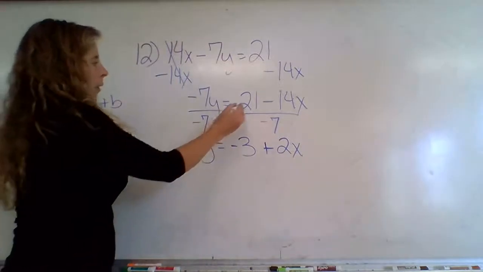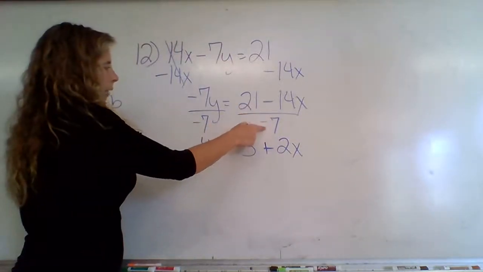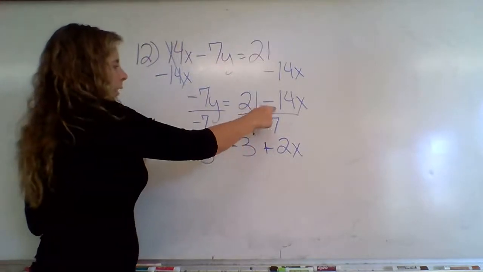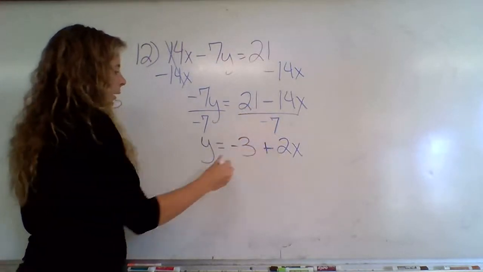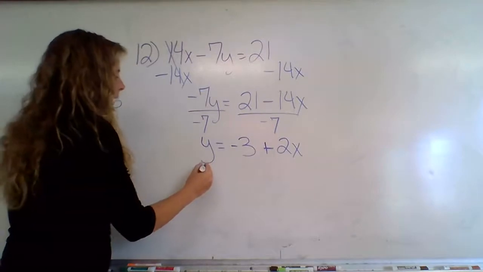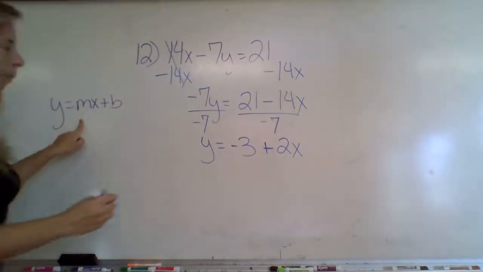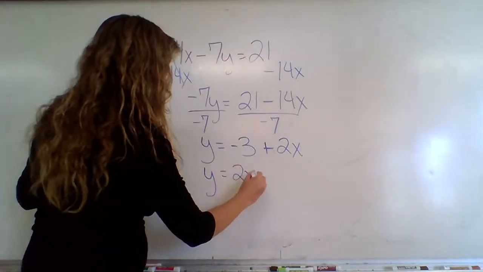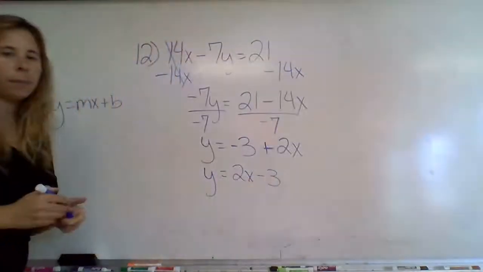You divided both of these terms over here by negative 7. 21 divided by negative 7, negative 3. Negative 14x divided by negative 7, 2x. All right. And then once again, just rewrite it so it's in this exact form. Y equals 2x minus 3. All right? And you're finished.